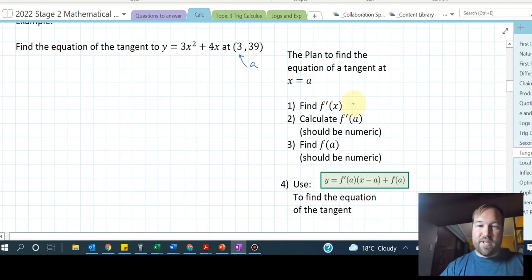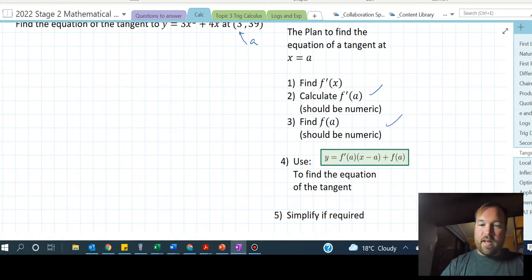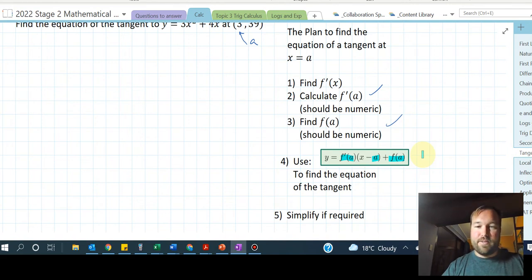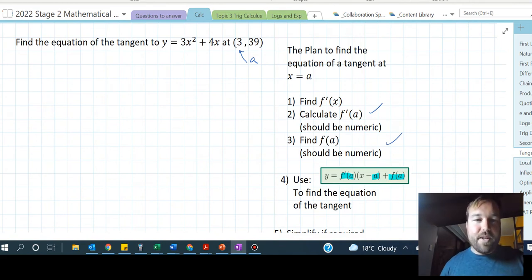1, we should find f dash x, so derive it. Calculate f dash a, this should be a number. Find f of a from the original function, should also be a number. Then we've got all the ingredients to put in here. We will have f dash a, and f of a. And then simplify if required. So I'll show you the simplify at the end. That's just basically tidying up any like terms. Maybe common factors.